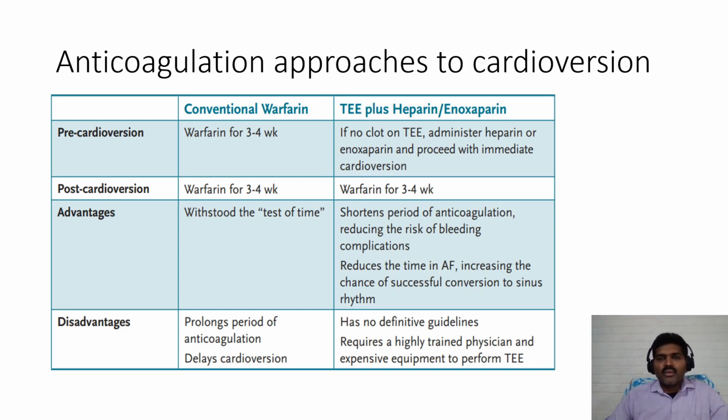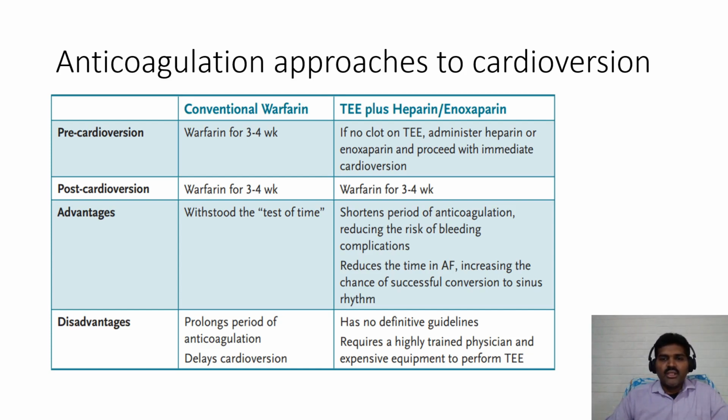Advantages: conventional warfarin has withstood the test of time, whereas TEE with heparin or enoxaparin shortens the period of anticoagulation, reducing the risk of bleeding complications, and also reduces the time in AF, increasing the chance of successful conversion into sinus rhythm. Disadvantages of conventional warfarin include a prolonged period of anticoagulation and delayed cardioversion. Disadvantages of the TEE approach: it has no definite guidelines, and requires a highly trained physician and expensive equipment to perform TEE.